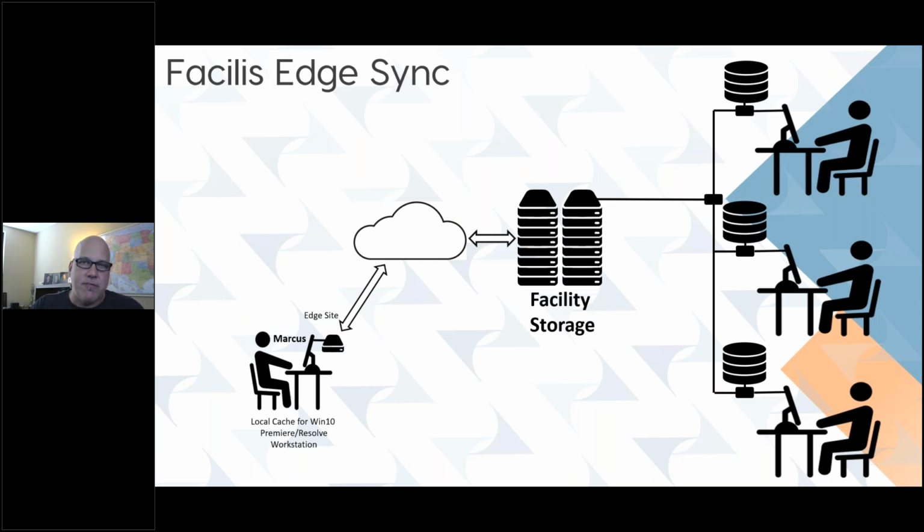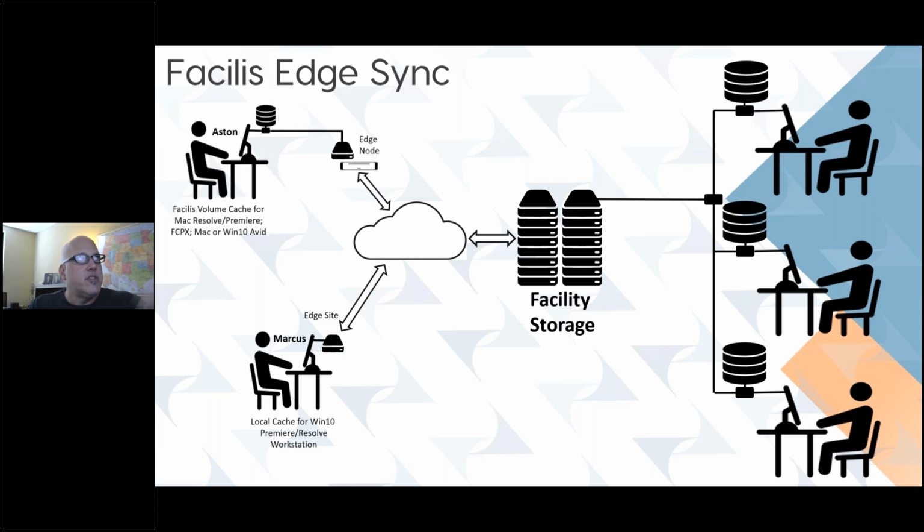In the facility, I have facility storage hooked up, and I have it available to all the workstations. I have an Edge site. Marcus is over there on his Edge site. It's a PC, so he goes directly down with a software license. He can have a cache volume internal to his PC that looks the exact same as the cache volume in the facility. Then I have Aston, who's over on his Mac, and he has a mounted network drive from the Edge node, which is in essence the cache volume in the facility, synchronized. So this is the way you may see the physical connections happen.